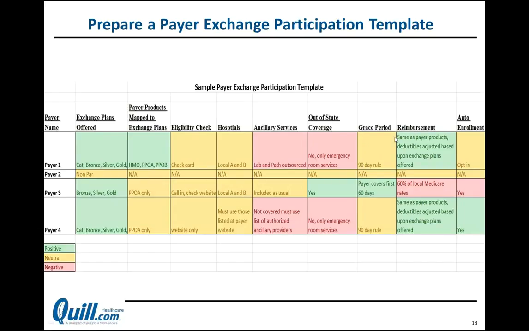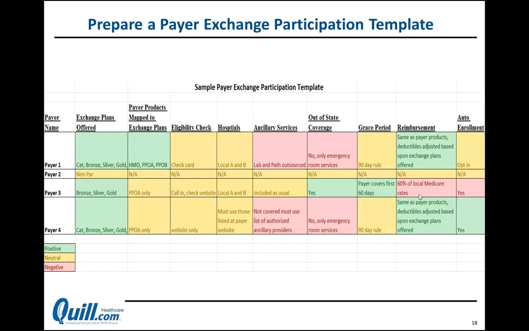The grace period and how it's managed, you want to look at. The reimbursement, is it the same or different than the payer standard products, and are you automatically enrolled or not? So you can pretty much then traffic light each of these cells and then hone in on any of the red cells. You know, for example, in Payer 3, the reimbursement is at 60% of local Medicare rates, and somehow we ended up in an automatic enrollment and found ourselves in the plan. So that's a red flag. We need to understand how that happened. Did it happen legitimately? And go deal with that immediately.